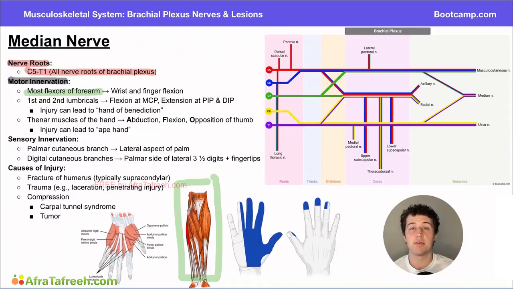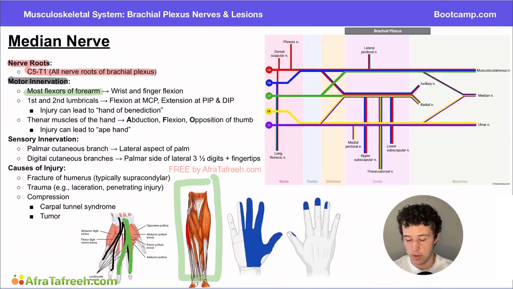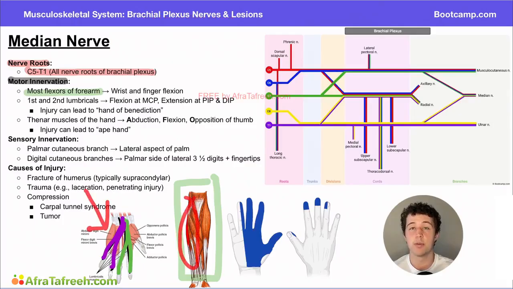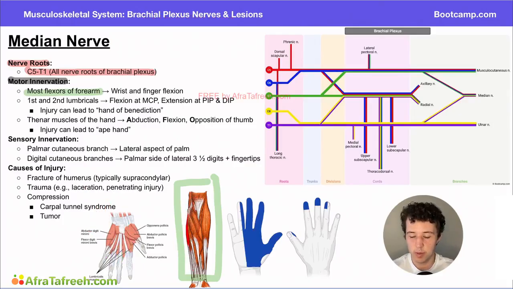As the name suggests, the flexor digitorum profundus will flex each of the fingers excluding the thumb. So there will be a tendon that goes down to reach each finger. The lateral or the radial side will be innervated by the median nerve, while the medial or the ulnar side will be innervated by the ulnar nerve. So again, most flexors of the forearm are innervated by the median nerve, with the exception of the flexor carpi ulnaris and the ulnar side of the flexor digitorum profundus. As the name implies, these will be responsible for wrist and finger flexion.